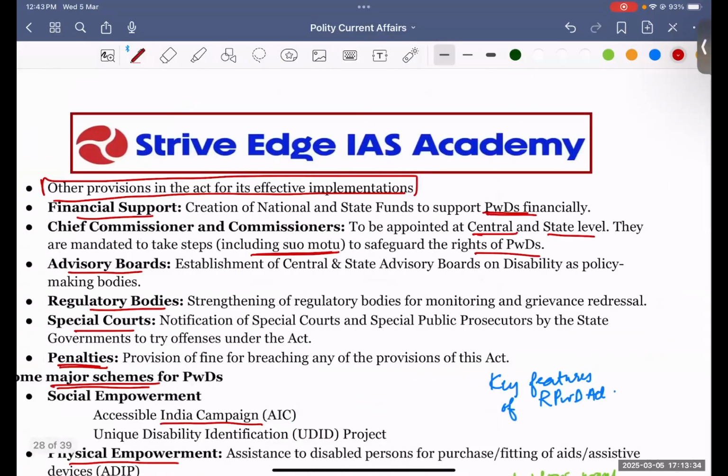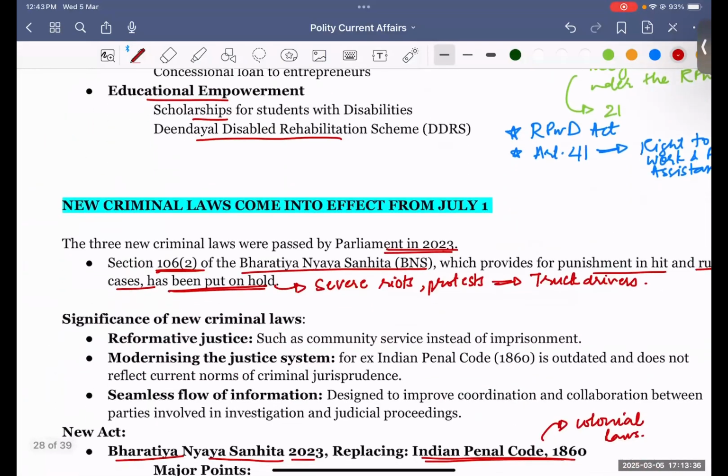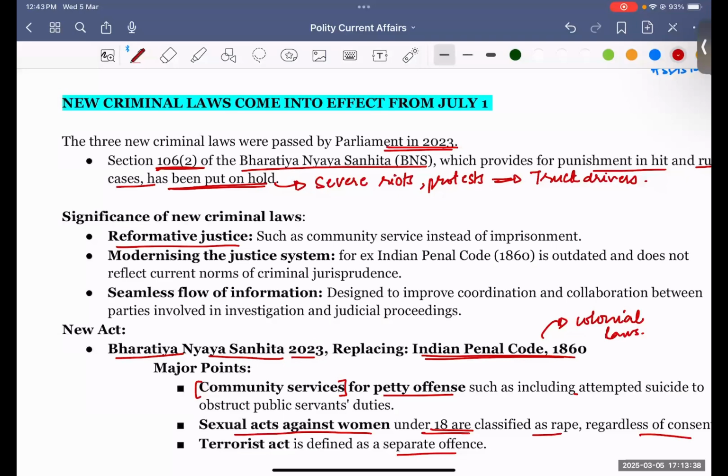Okay, so why was this necessary? What was the significance? Because it is reformative justice. It's just community service instead of imprisonment. So if you give somebody community service, it is a kind of improvement. You are going towards improvement, but imprisonment is a little harsh on petty offenses. Modernizing the justice system. For example, the IPC 1860 is outdated and does not reflect current norms of criminal jurisprudence. Then we have seamless flow of information.